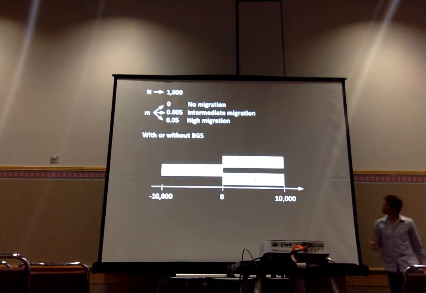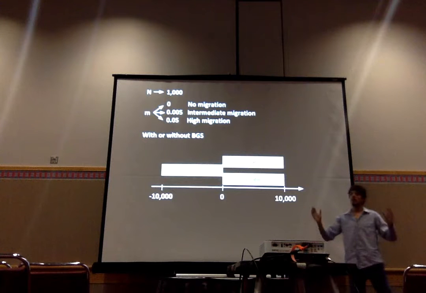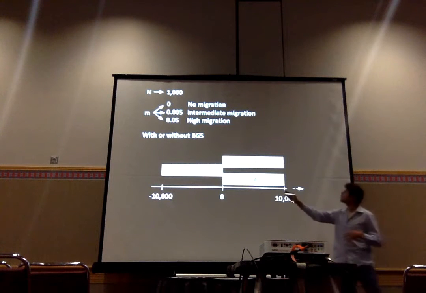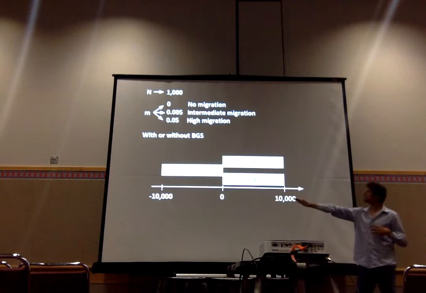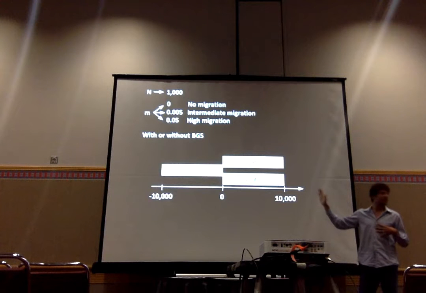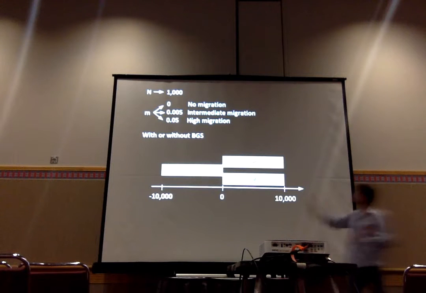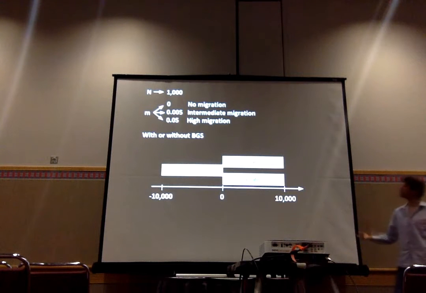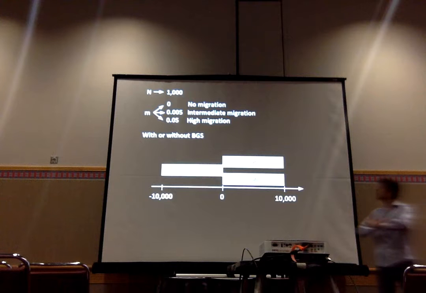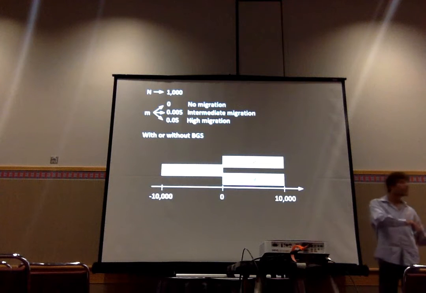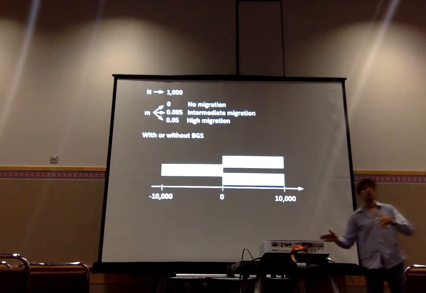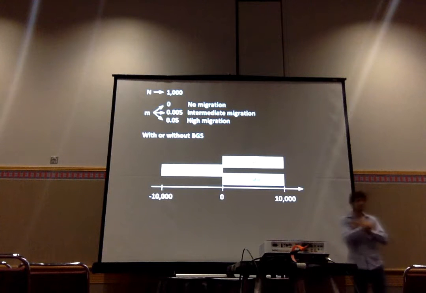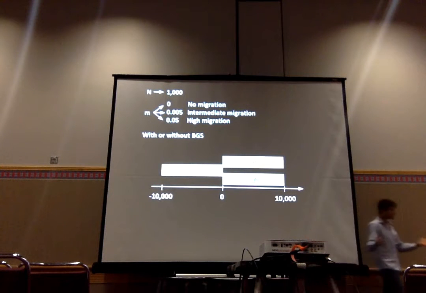In terms of demography, we did something quite simple. We started with a single population of 1,000 individuals. It goes through a burn-in phase of 10,000 generations, then splits into two populations of 1,000 individuals each. We have different migration scenarios: no migration, intermediate migration, high migration. And of course, we have a treatment with background selection and a treatment without background selection, so no background selection, just simply neutral, very easy.